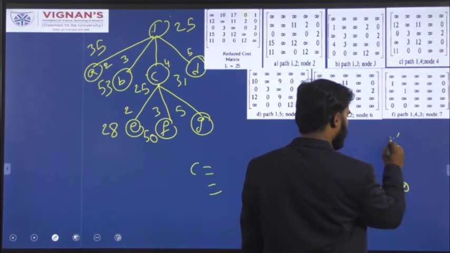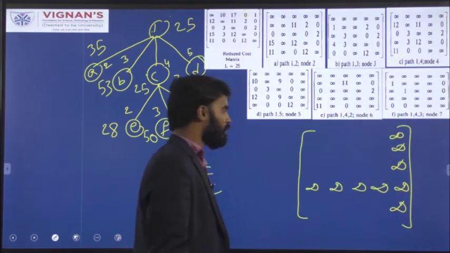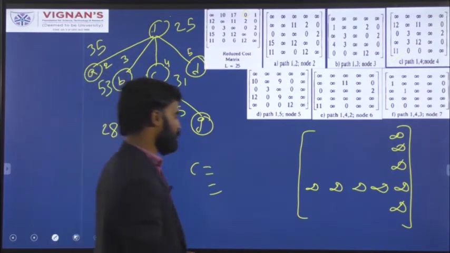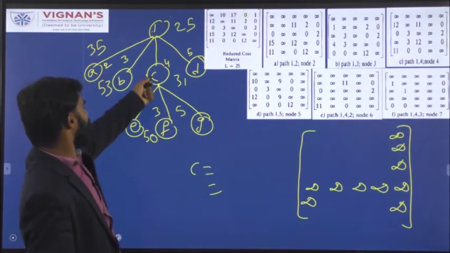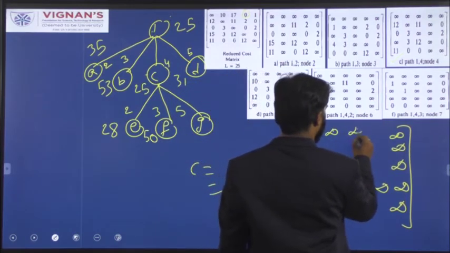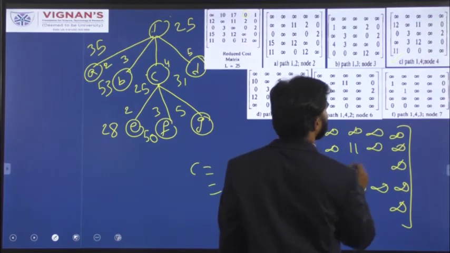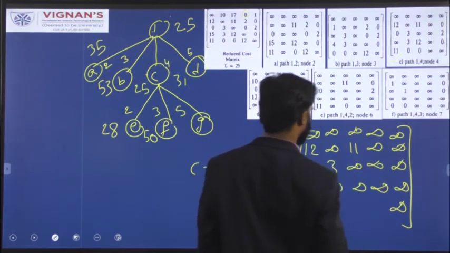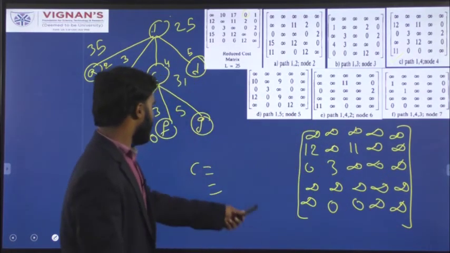Fourth row and fifth column should be infinite, and as well as the distance from phi to root as infinite. The remaining values you copy from the parent matrix. The parent matrix is C. So copy from parent matrix. 12, infinity, 11, infinity, 0, 3, infinity, infinity, 0, 0 and infinity. So this is the matrix for node G.